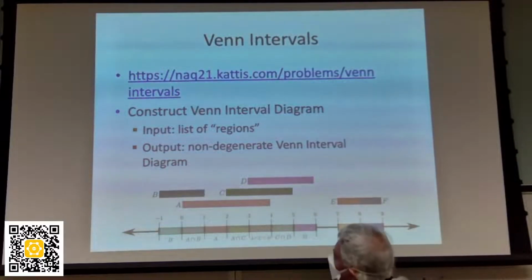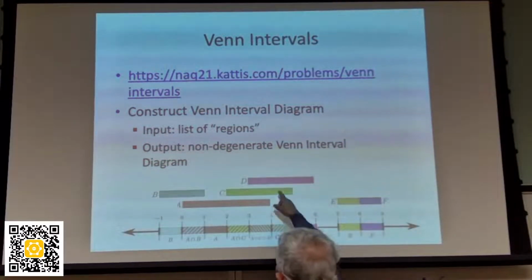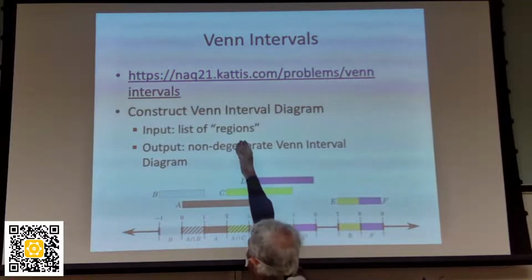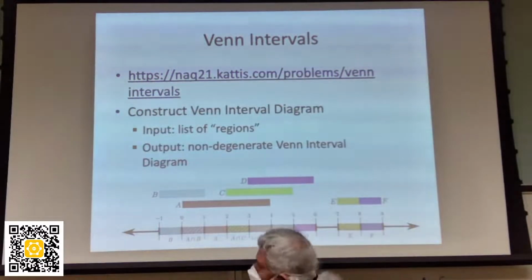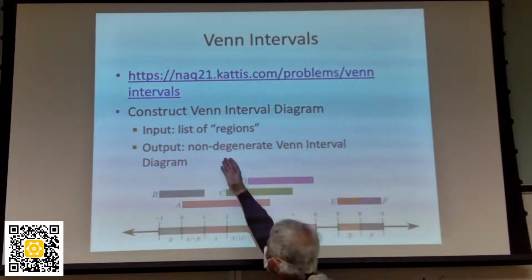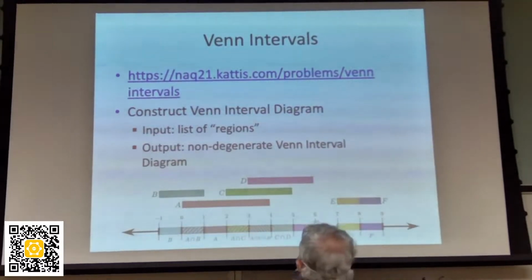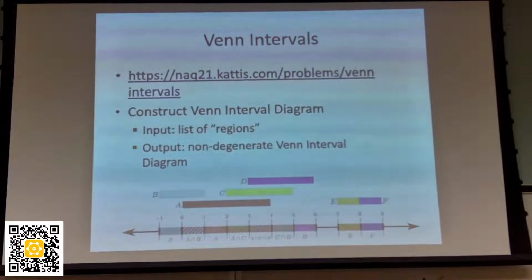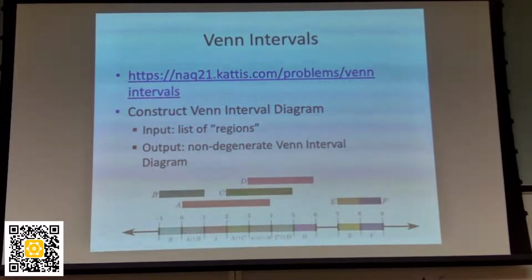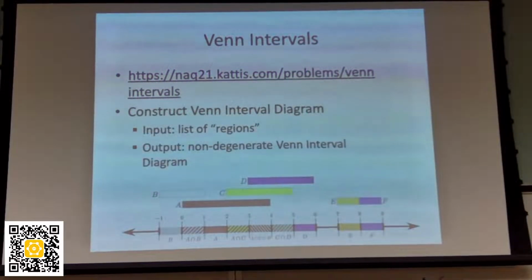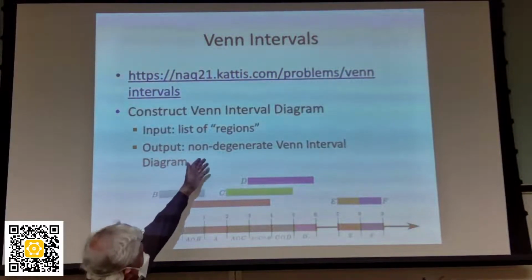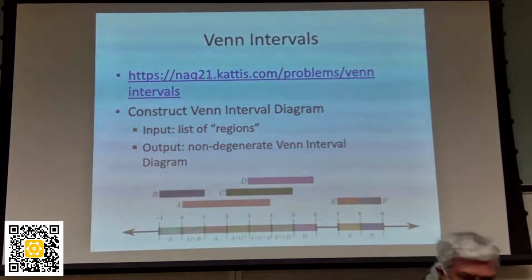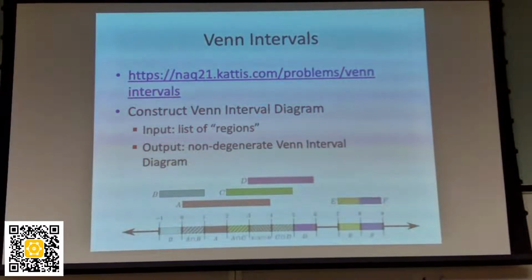All right, so this problem says you're given something called a list of regions, and you're supposed to output something called a non-degenerate Venn interval diagram. All right, that's a really bad start for defining the problem, but we need to dig into it before we understand this. Now, what the heck is a region, and what the heck is non-degenerate, and what's a Venn interval diagram? That's what we need to figure out.